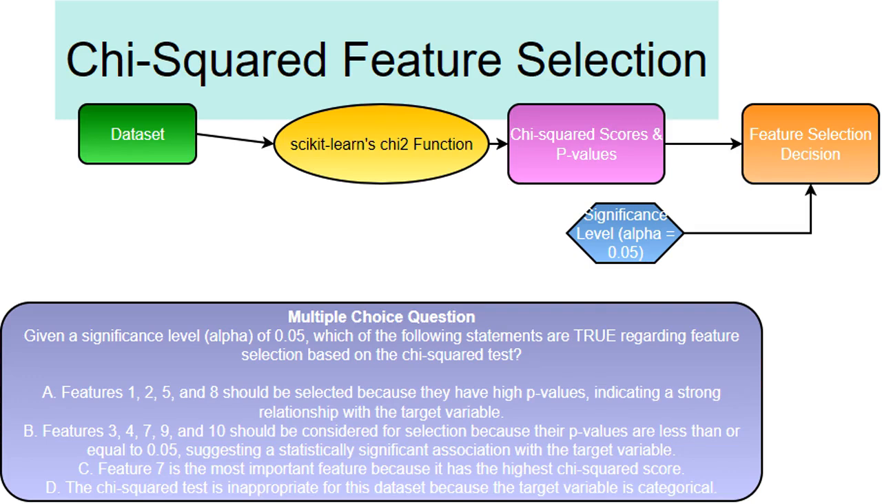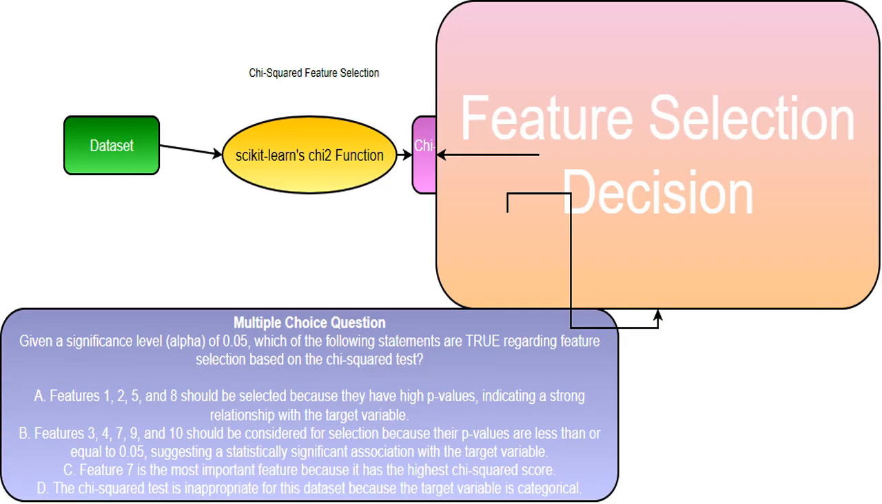My data has 10 features, characteristics of customers, like age or usage, and one target variable: whether each customer churned, yes or no. Based on my p-values and alpha level, I'll choose the features that seem most likely to be genuinely related to customer churn. Features with p-values below 0.05 are statistically significant, according to this test.